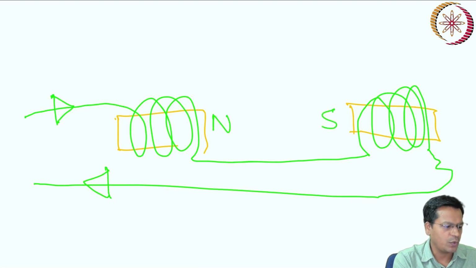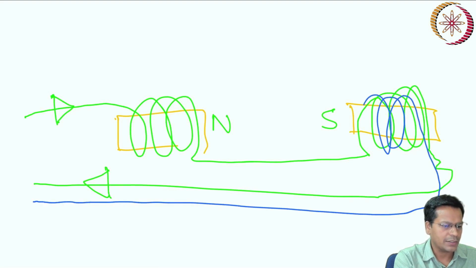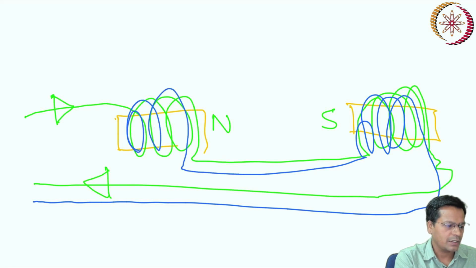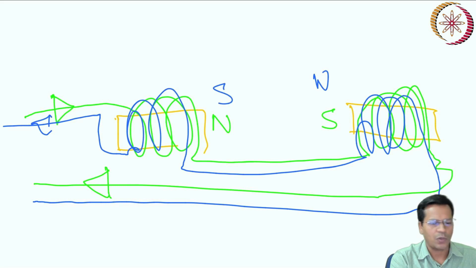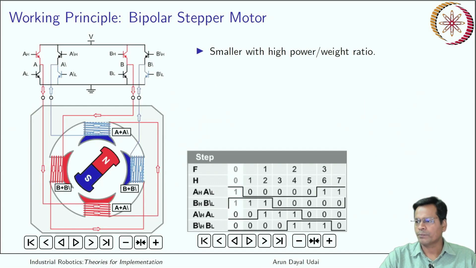So what will happen if you make your current go like this, and it comes like this? There is no double winding, mind it. It is the same wire carrying opposite current. So in this case, this will become north, this will become south. Got it? So this is how it is wound. Now you see what a miracle you can do with the same pole without any duplicate wires. Without any duplicate winding, you can make it run like this.